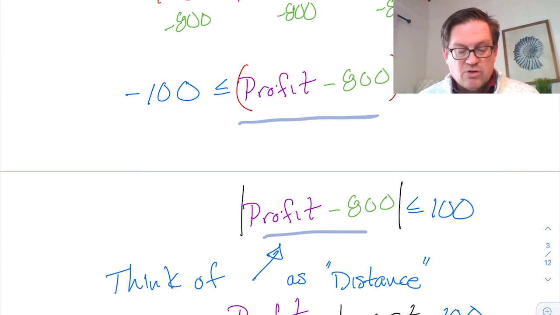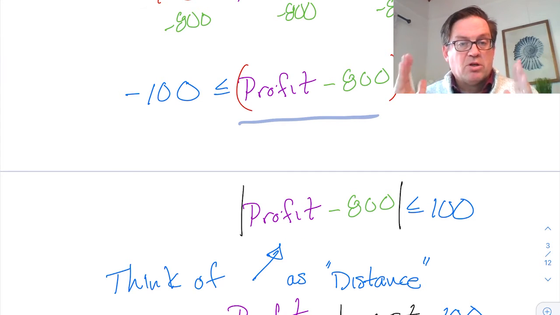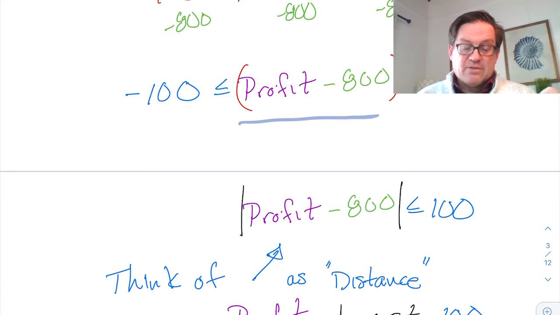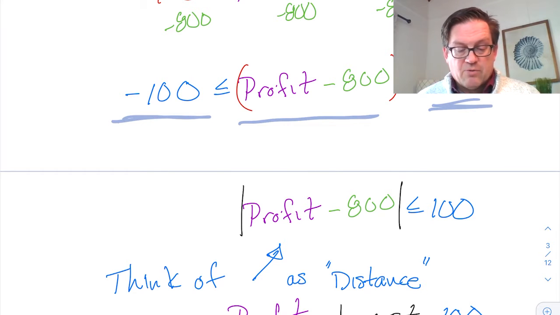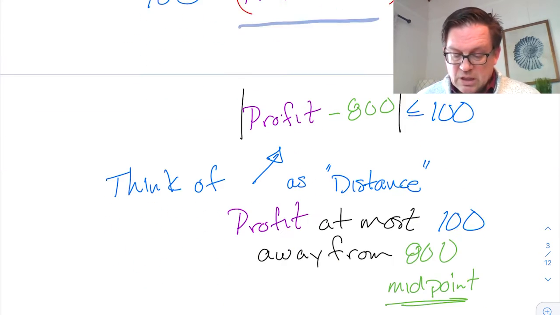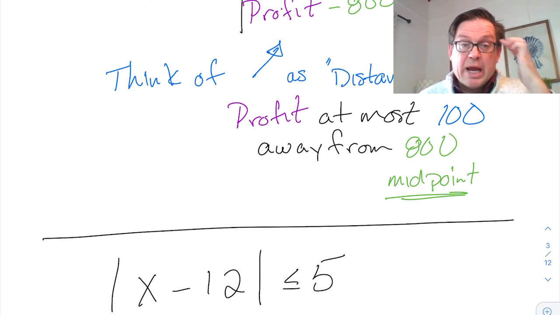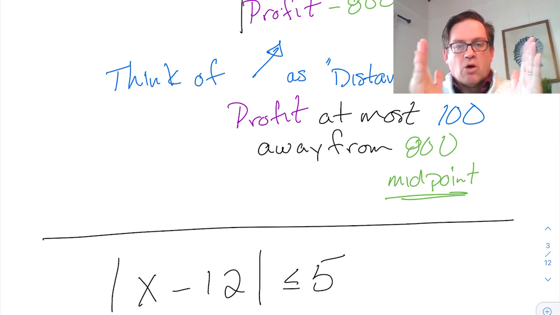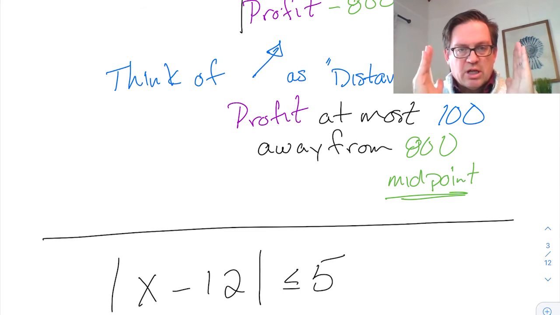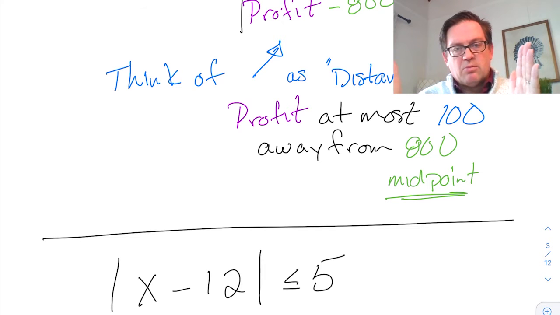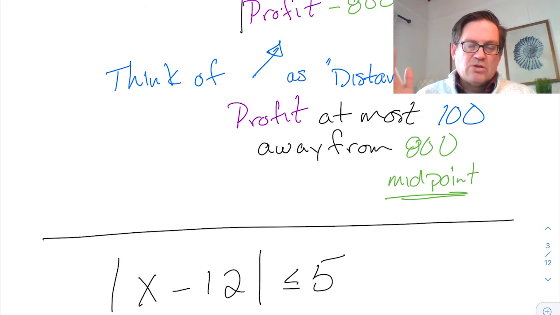And that profit minus 800 is how far off from your target value you are. And you want that to be less than 100. And you don't care if it's less than 100 on the positive side or on the negative side. That's where you have the negative 100 to 100 for your absolute value inequality. And so that's one way to think about absolute values as giving you a range around a target. So you want to target in on 800 and be less than 100 to the right or less than 100 to the left. And that gives you between negative 100 and 100 away from 800.